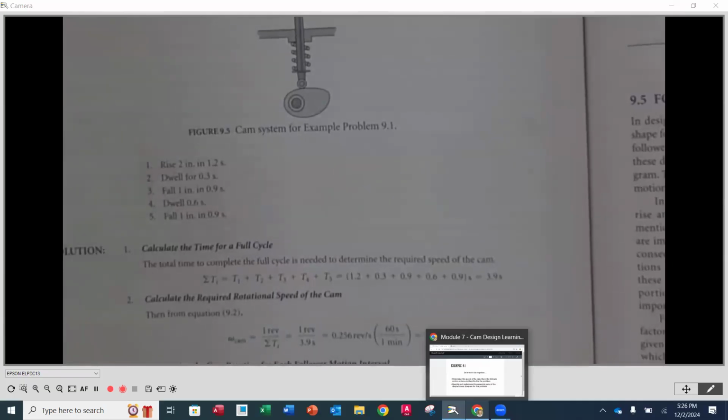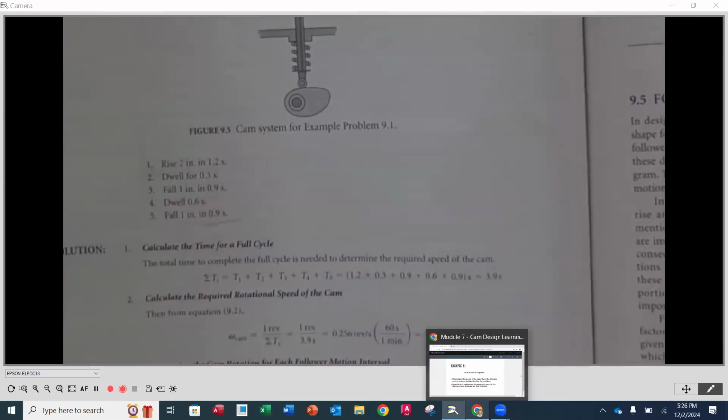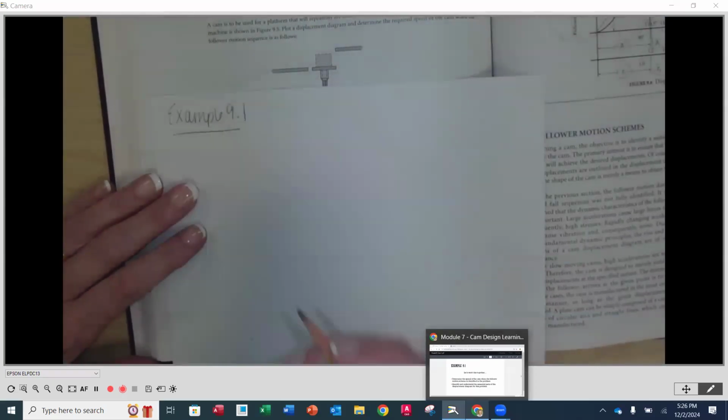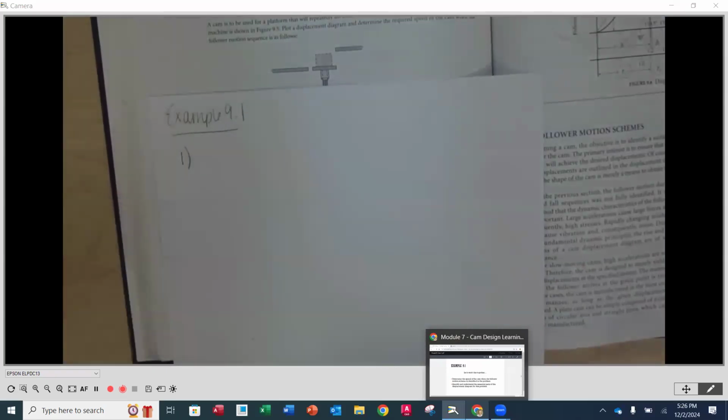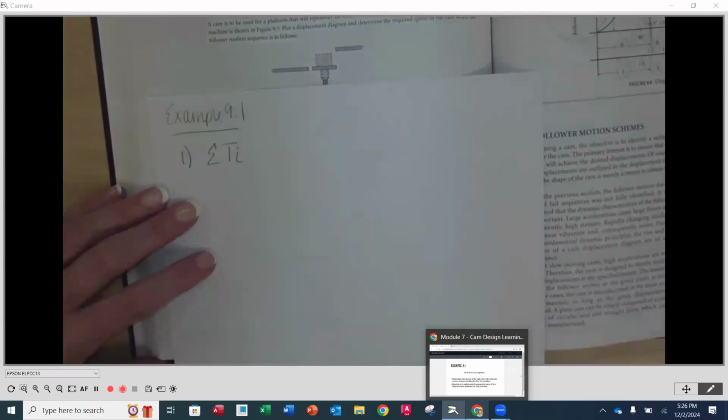And then as we look here, this is the amount of time. If we add up the total time here, that's going to be the time that it takes for one revolution of our cam. So step number one here is to determine what that time is for a full cycle. So this is our first practice problem. You're going to want to start this off by calling this example 9.1. And our step number one is going to be to determine what the total time is.